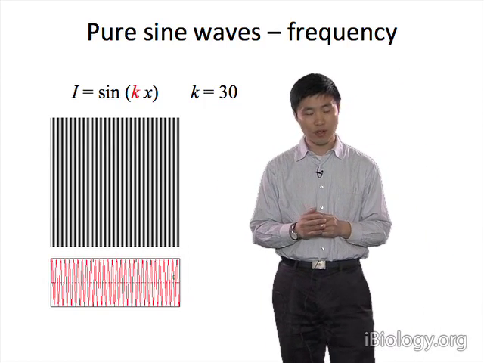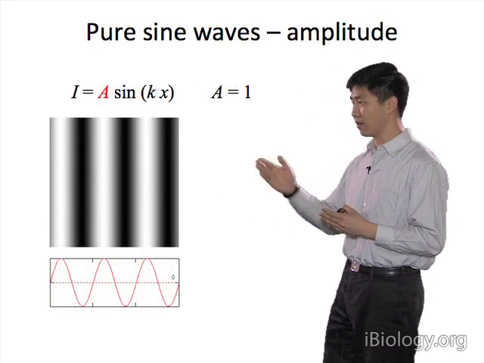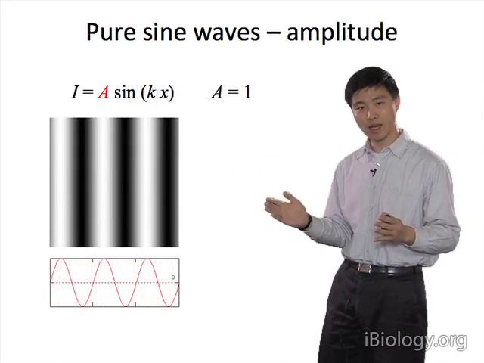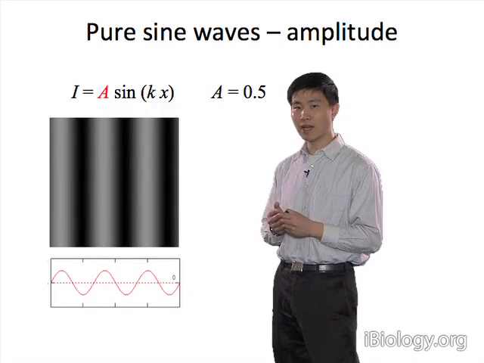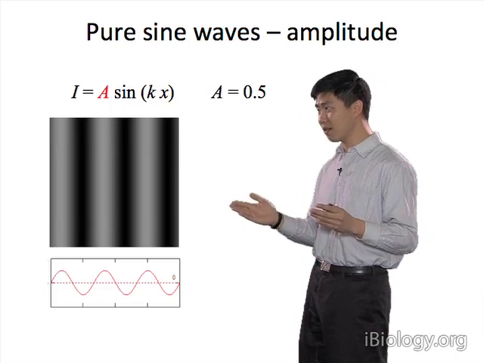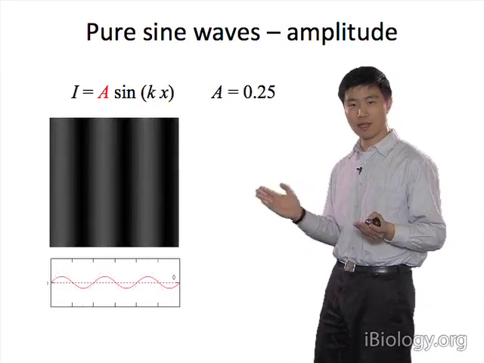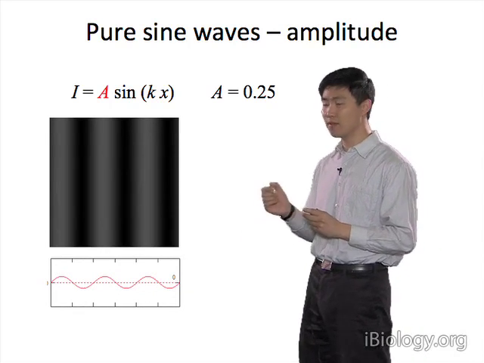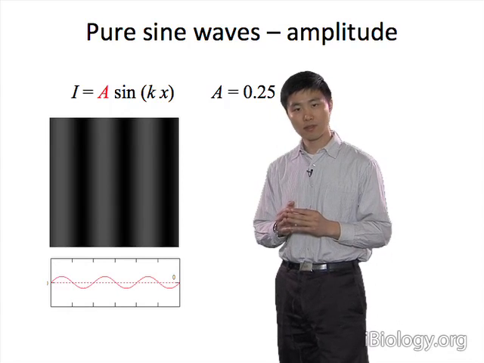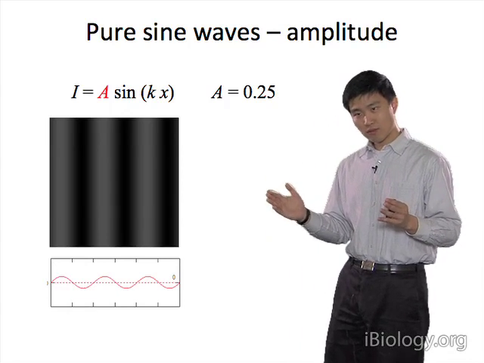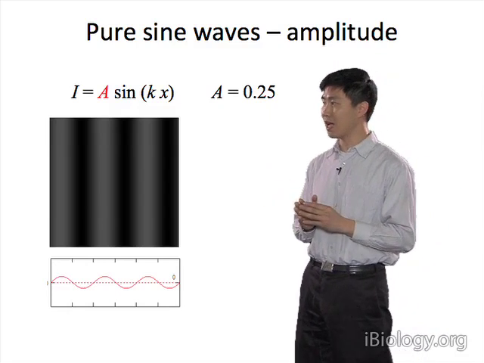Now, in addition to frequency, there's also another thing, which is the amplitude. Now you have a coefficient A in front of the sine function. In this case, you have amplitude of 1. And when you have amplitude 0.5, it's dimmer, or smaller oscillations. And amplitude of 0.25 is going to be even dimmer, or even lower contrast. Those are 2 of the properties of the sine wave, the frequency and the amplitude.